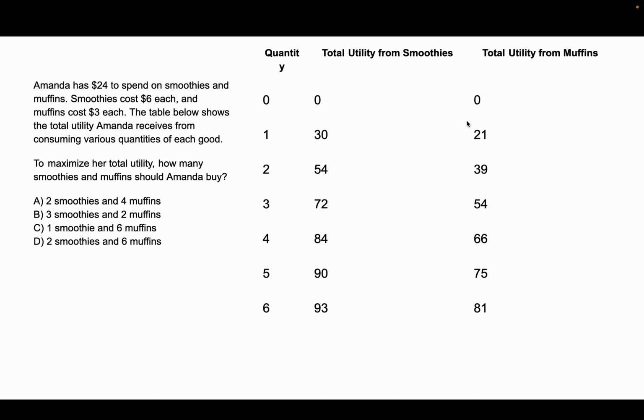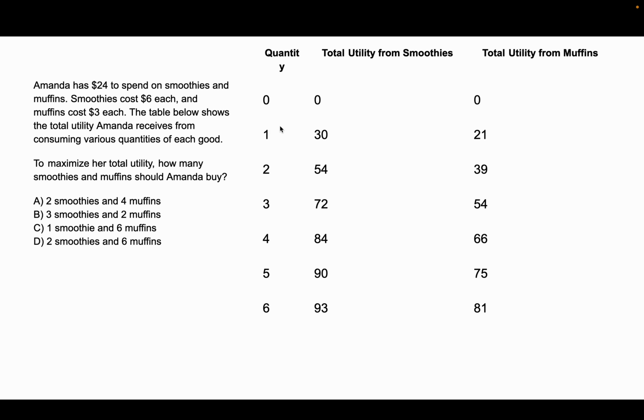So how much money do we have remaining? Well, 3 times 3 is 9. So 3 muffins cost $9. And then a smoothie is 6, 15. 24 minus 15, we have $9 remaining. So let's see what we can buy. This here, 24 marginal utility, 54 minus 30. 24 divided by 6 is 4. Then here, marginal utility here is 12. 66 minus 54, 12. Divided by 3 is 4. So this is the better combination because it's more utility per dollar.